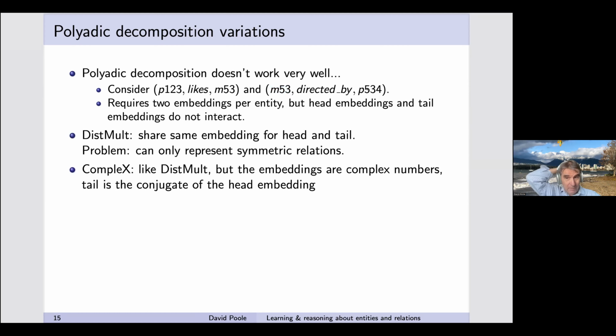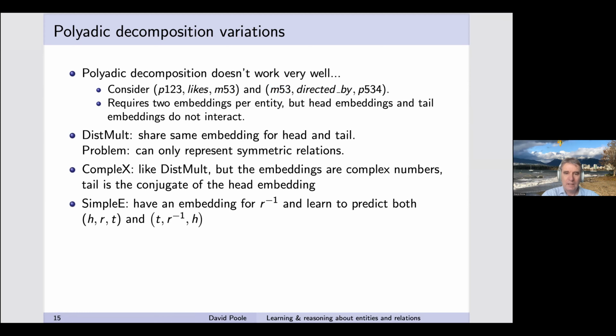Complex is like DistMult, but the embeddings are complex numbers, and the tail is the conjugate of the head embedding. My favorite is SimplE. Basically, we have an embedding for the inverse of R, R to the -1, and learn to predict both the head triple and the inverse triple. The inverse triple, of course, uses R to the -1, and then these two can share embeddings.